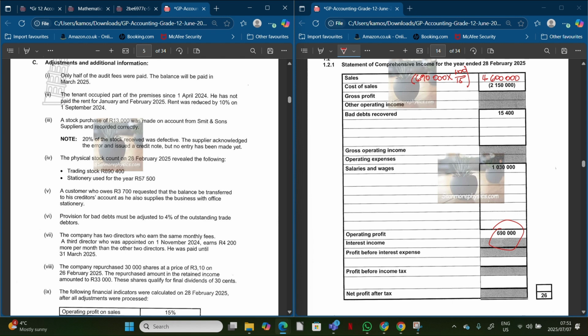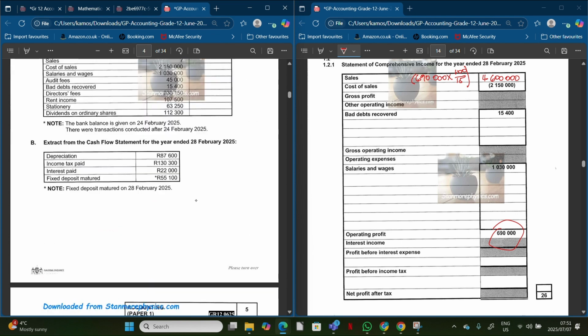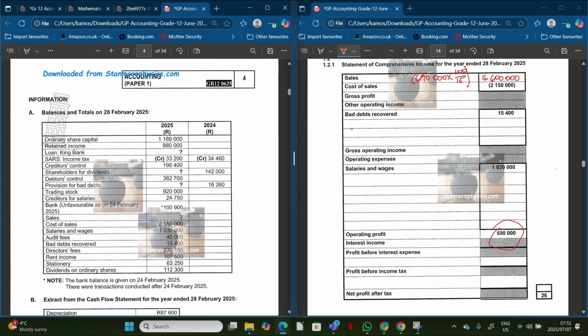Remember what I said about the layout in our last video. It's our sales, our cost of sales, gross profit. After that, we have other operating income. Your other operating income is the income that we receive. So now we need to go to the trial balance and see what is our income, so that we can register those transactions there. So now let's do that.